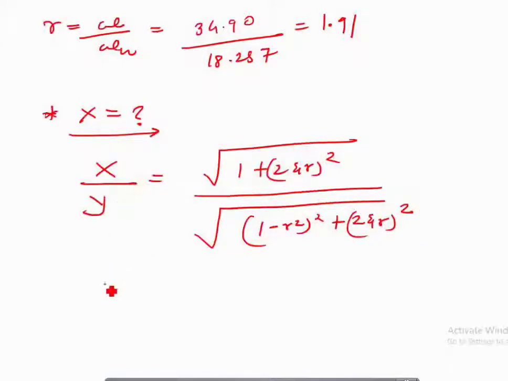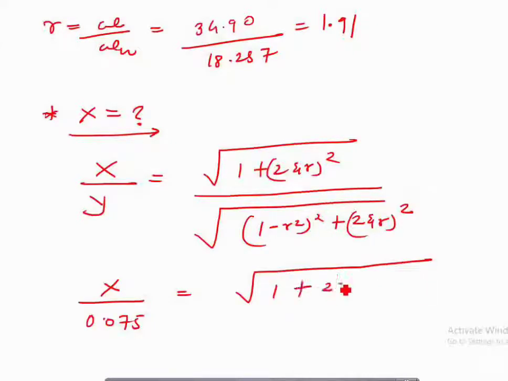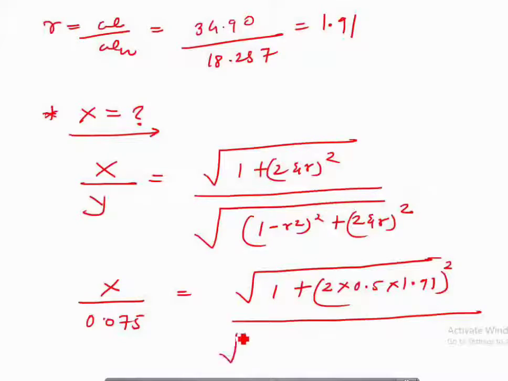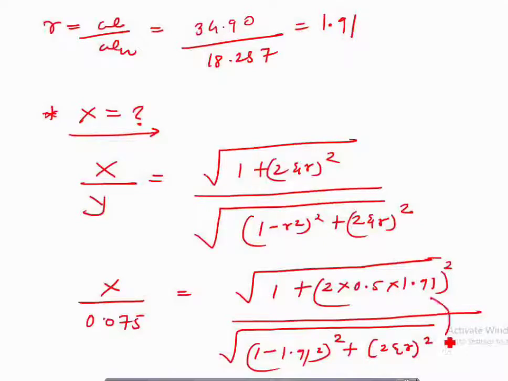Okay, so x upon y. So what is y? Y is nothing but 0.075 is equal to, and then put all the rest values. 1 plus (2 into zeta, which is again 0.5, same, and r is 1.91) square, divided by square root of (1 minus 1.91 square) square, plus this 2 zeta r square, this term as it is, 2 into 0.5 into 1.91.